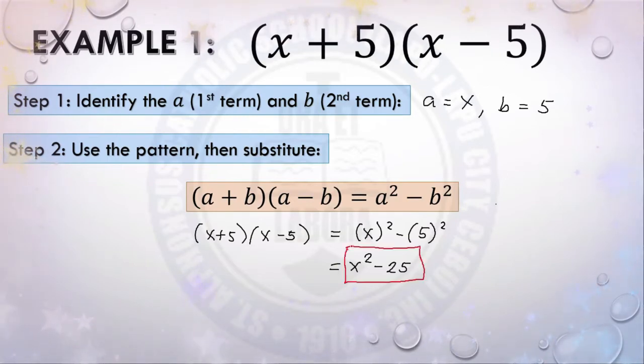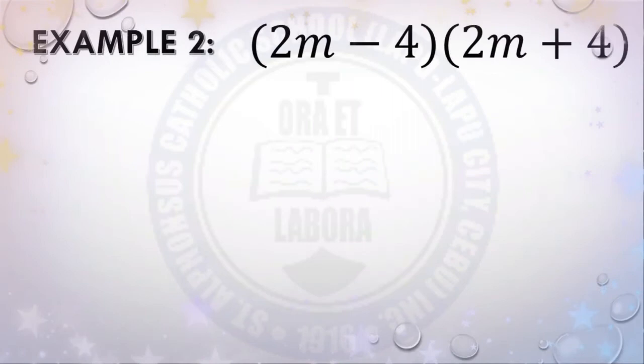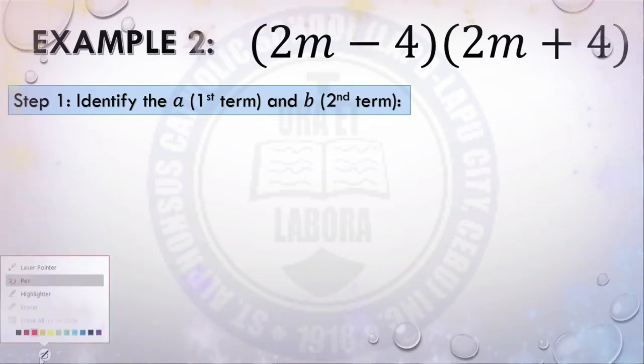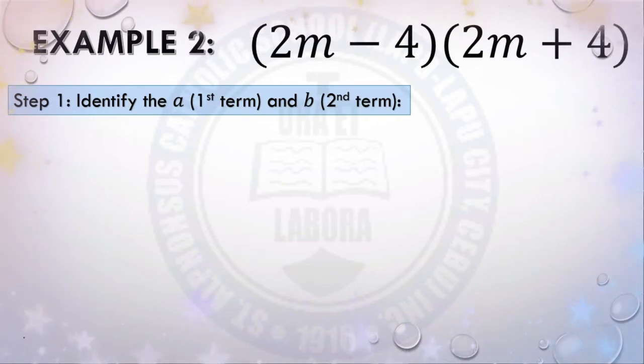Let's have example number 2. 2m minus 4 times 2m plus 4. Again, identify the first and second term. What is your first term? What is your second term? The first term is 2m. The second term is 4.